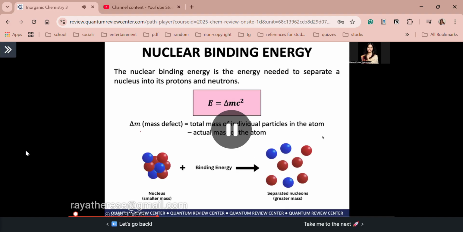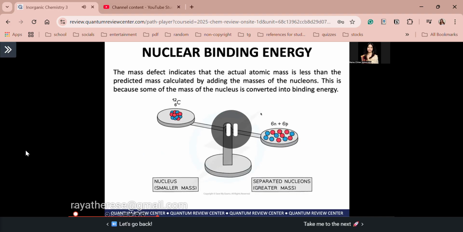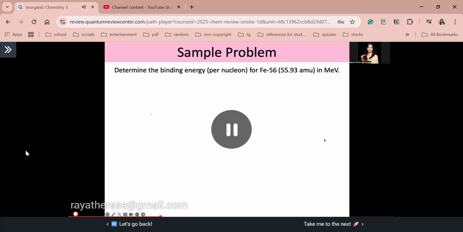Okay? So, the concept behind mass defect is that the actual atomic mass, dito sa left, is less than the predicted mass na kinakalculate natin by adding the masses of the nucleons, which is neutron plus proton. Again, greater ang mass kapag inadd mo together yung neutrons and protons kesa sa actual mass, which is given by the atomic mass. This is because some of the mass of the nucleus na-convert na kasi siya into binding energy. Okay guys, so let's answer.